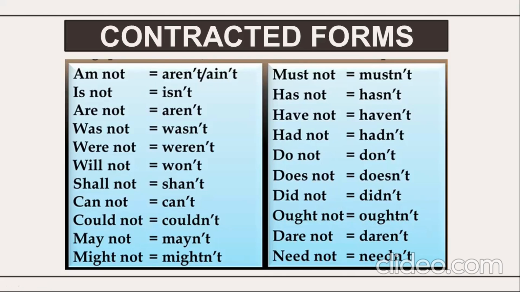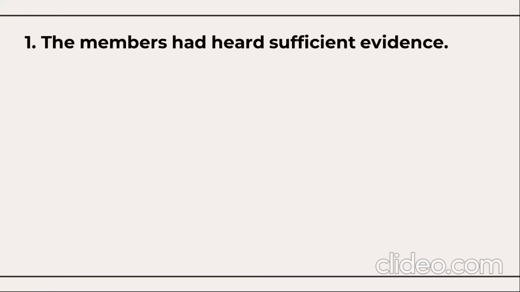Now let's learn with the help of questions. We have the first sentence. You need to convert this sentence into a question tag. The members had heard sufficient evidence. Look at this statement. It is written in the positive or affirmative case. That means the question tag should be negative. Now, in this sentence, what is the helping verb? Had. So had will become hadn't. Now, the members are plural. So what is the pronoun for this plural? They.